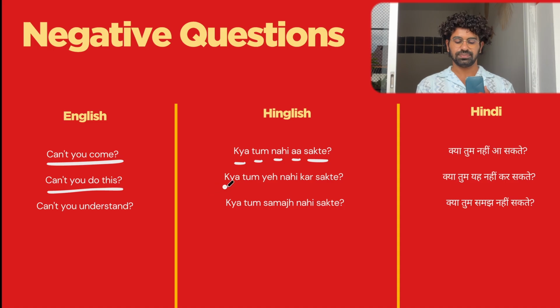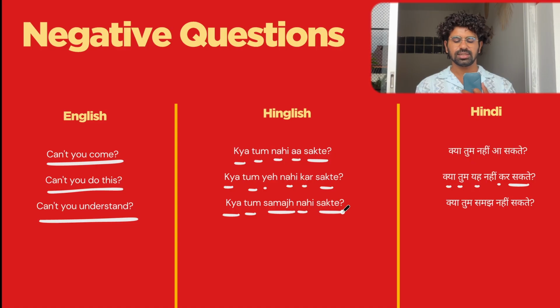Can't you do this? क्या तुम ये नहीं कर सकते? Can't you do this? Okay? Can't you understand? क्या तुम समझ नहीं सकते? Can't you understand this? Okay? Right? So these were the negative question forms with can.